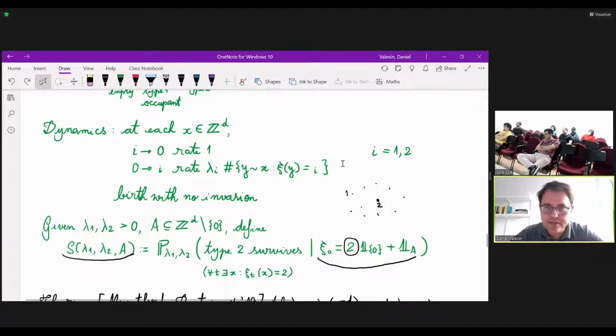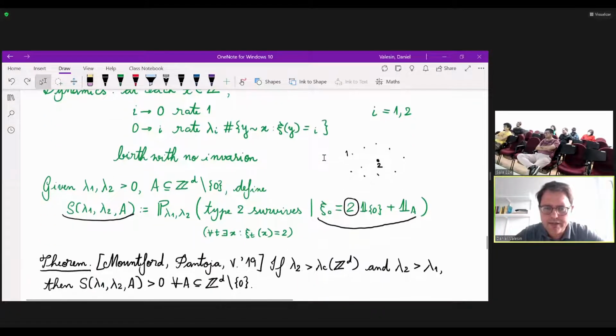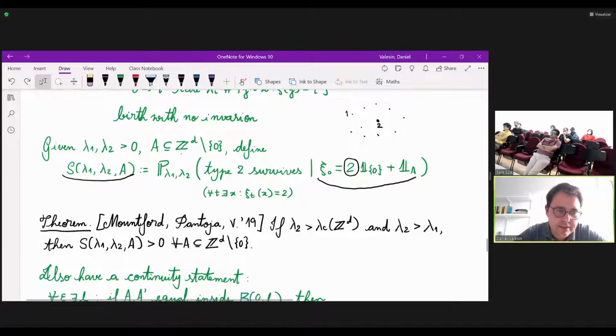We have studied this quantity in another paper, or I have studied it with Tom Mumford and Pedro Pantoja. In 2019, we proved a theorem that says that if lambda 2 is more than lambda c of Z^d, where this is lambda c for the one-type contact process, and also lambda 2 is more than lambda 1, so lambda 2 is the stronger type, then this chance of survival of type 2 is always positive, regardless of A. Of course, the most interesting situation is when you have a single 2 at the origin, and then everybody else is a 1.